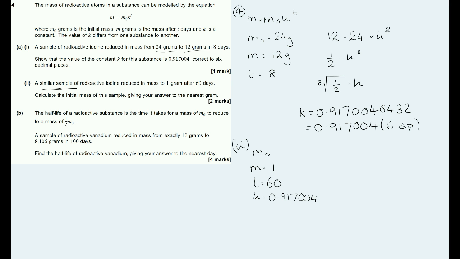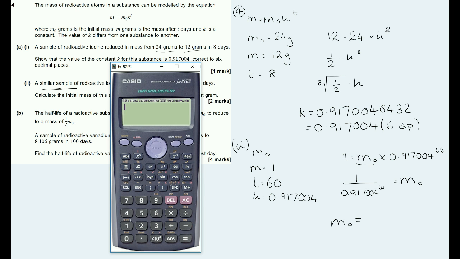So let's just set up the equation with everything we know. 1 equals the thing we don't know times 0.917004 to the power of 60. Okay, so that's all of the information that we've got. Now we're ready to try and solve the problem. It is quite a simple solution because we're trying to find m0. So we're just going to divide by 0.917004 to the 60. So 1 over 0.917004 to the power of 60 is equal to m0.